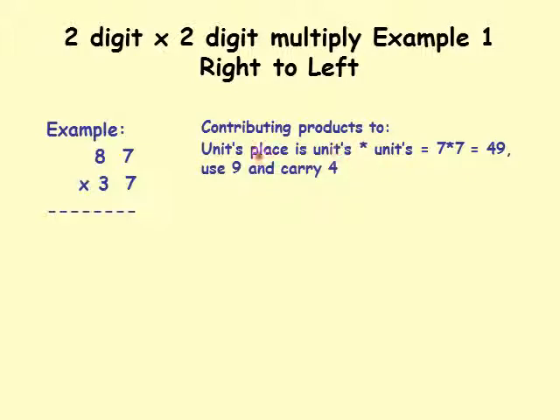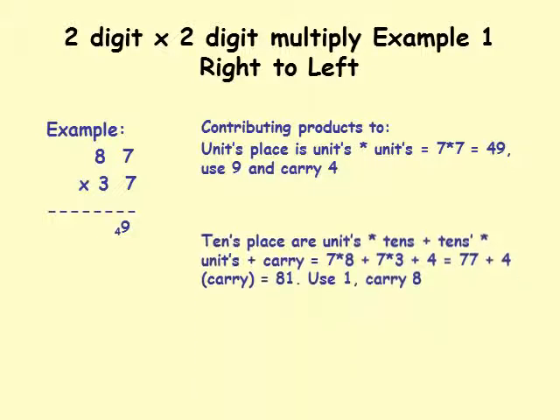In units place, the contributors are this product, 7 times 7, which is 49. We'll use 9 and carry 4. We write down 9 and carry 4 like this. This carry 4, which is subscript, is not part of the answer. This is my scratch pad number 4, which I need to remember for the next column, and 9 is part of the answer. Okay, let's continue.